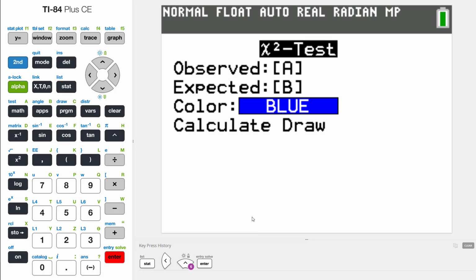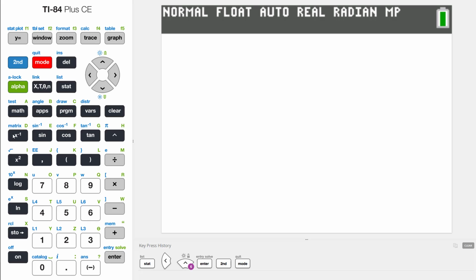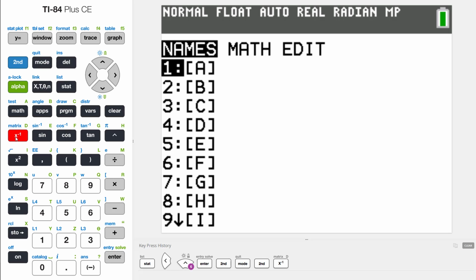You'll notice that it has observed and expected, just like the goodness of fit test. But the way it writes those is a little bit different. There are brackets and then a capital letter, and those are the names of matrices in the calculator. If you'd like to see where you would find them, you can exit from here. Right above the x to the minus 1 key, there's a blue matrix. To access that, you'd press second, x inverse. And here you have the names of the matrices. They don't have anything in them right now, but they will once we've keyed it in.